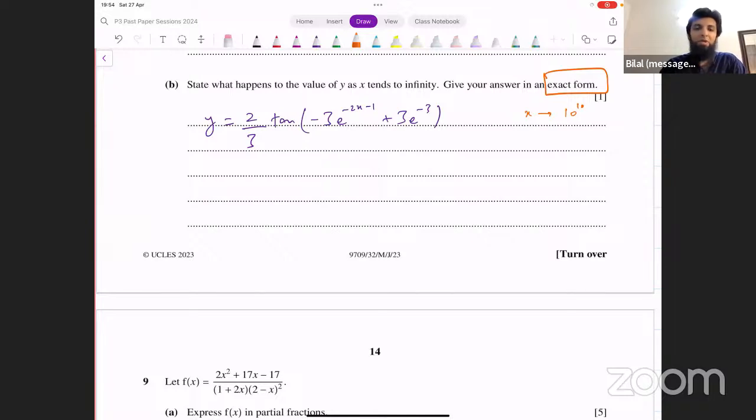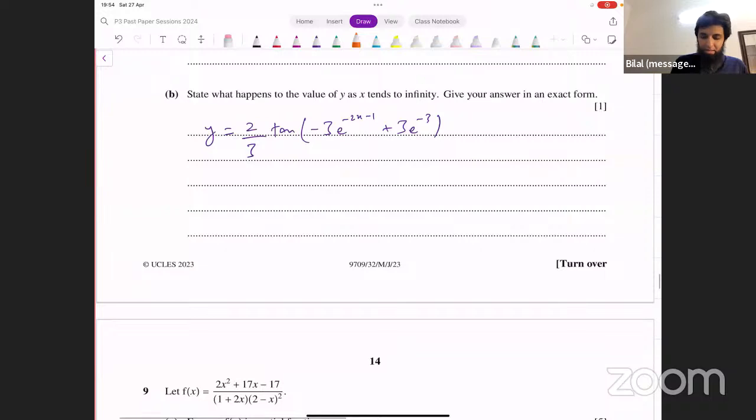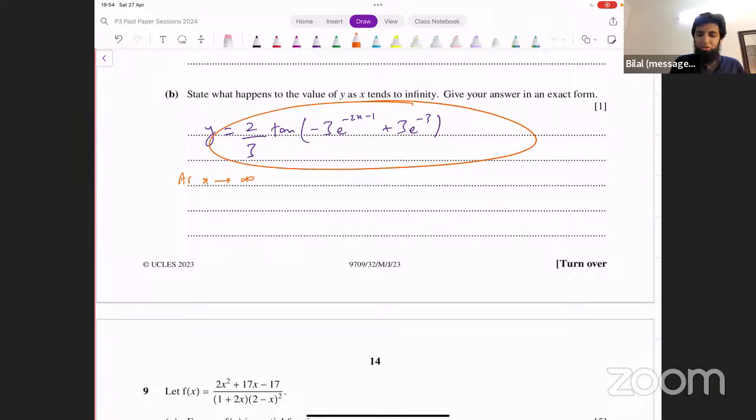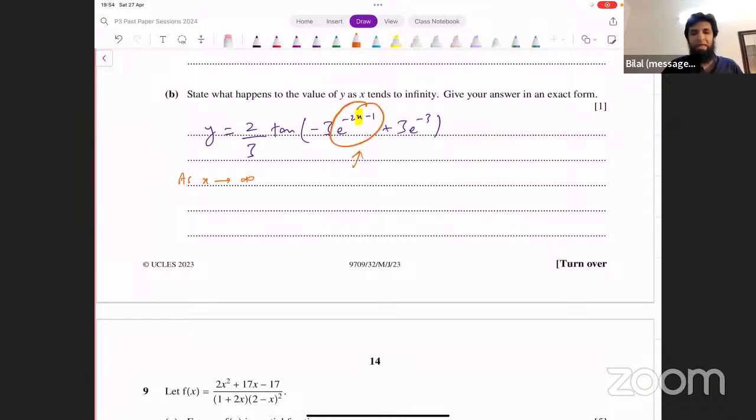Okay, so that means if they want an exact answer for this, you have to think of it logically. There's no other way to do this. So think of the logic of what happens if x becomes very large. Now think about this. As x goes to infinity, that means if x becomes very large, where is x appearing in this whole expression? x is only appearing right here. So you have to think about what is going to happen to this thing when x becomes very large, and that will make you understand what happens to this whole thing.